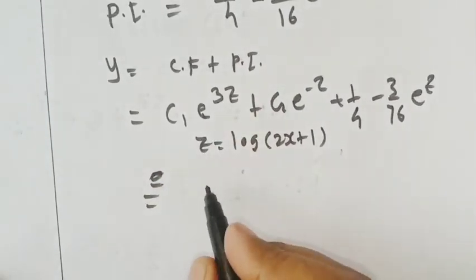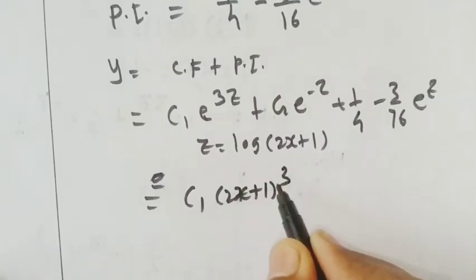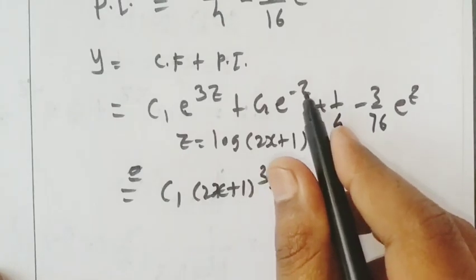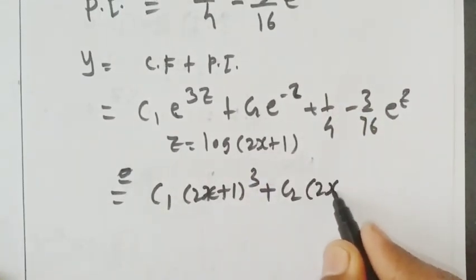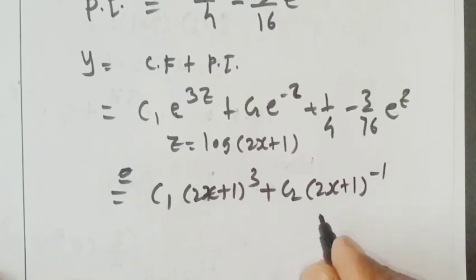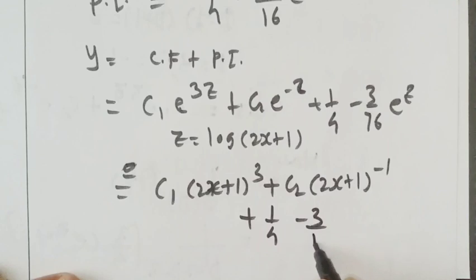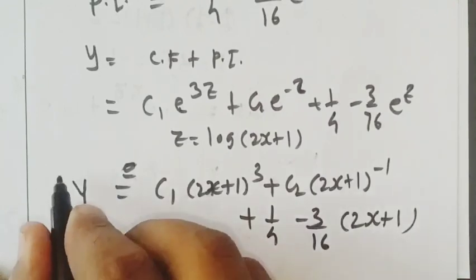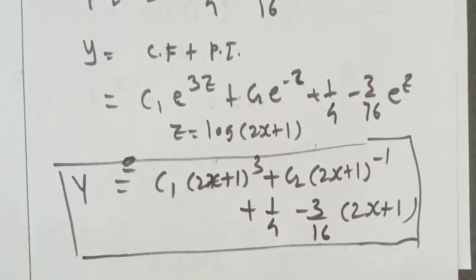We have the cube of that, so here we'll have C1 times (2x plus 1) cube, plus C2. We have e raised to minus z, which means e raised to z raised to minus 1, so (2x plus 1) raised to minus 1. That can be written as 1 by 2x plus 1. Plus 1 by 4 is a constant, minus 3 by 16 e raised to z, which is 2x plus 1. So this will be your final solution in terms of x.